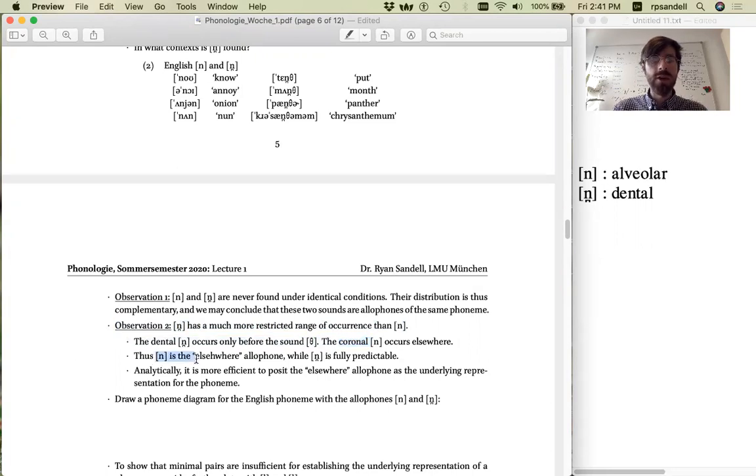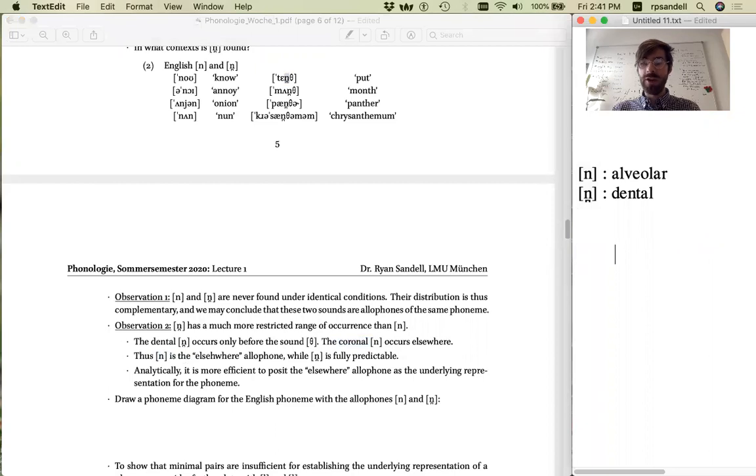So in this sense, once we've made the first observation that we never find the alveolar nasal before the interdental fricative, but we never find the dental nasal, say at the beginning of a word or the end of the word, then we know that they should be said to be part of the same phoneme. So I'm going to start making a small diagram over here. You'll see many of these phoneme diagrams during this lecture.